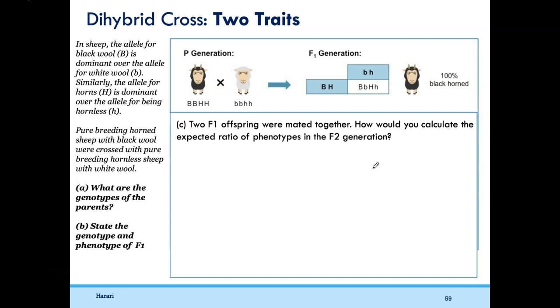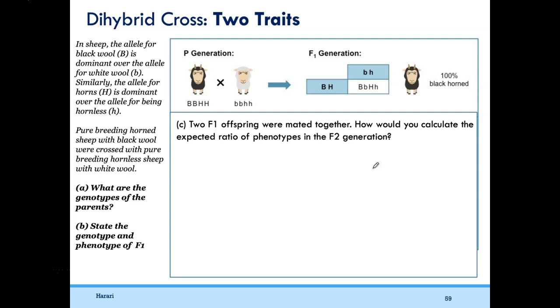So without even doing a Punnett square, you could remember the 9 to 3 to 3 to 1 ratio and know that 9 out of 16 will be black and horned, 3/16 will be black and hornless, 3/16 will be white and horned, and 1/16 will be white and hornless. That's just knowing the ratio, 9 to 3 to 3 to 1.